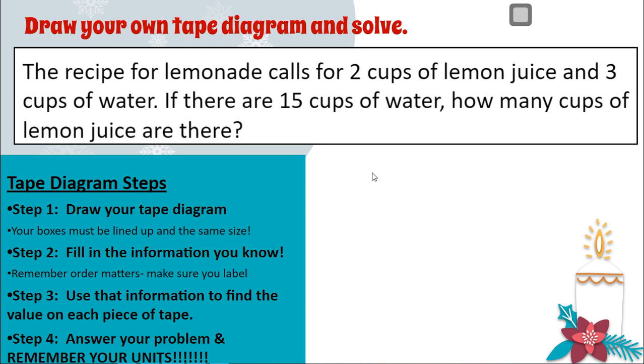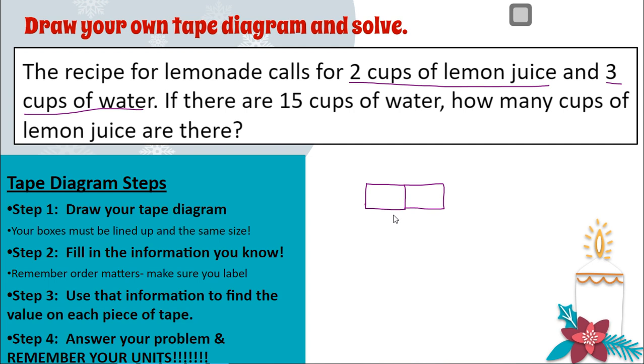Okay, let's first try to look at what we have here. We want to think about what our ratio is. We have 2 cups of lemon juice and then 3 cups of water. So step 1, it says draw your tape diagram. Your boxes must be lined up and they need to look about the same size. So we have our first number, we have 2 boxes because of those 2 cups of lemon juice. Okay, so there's my 2 cups of lemon juice.